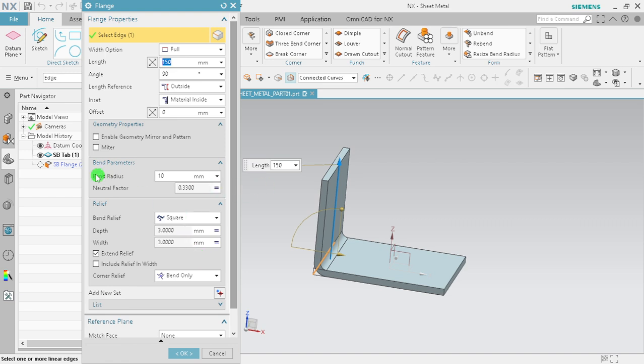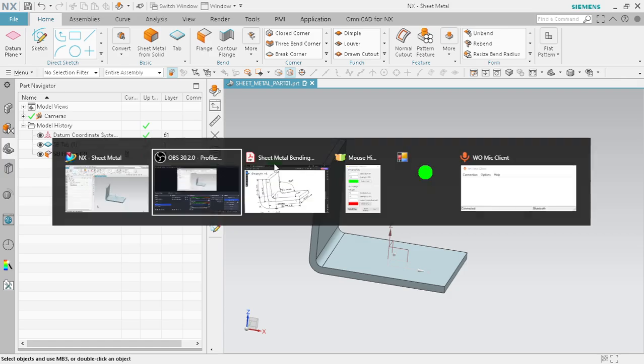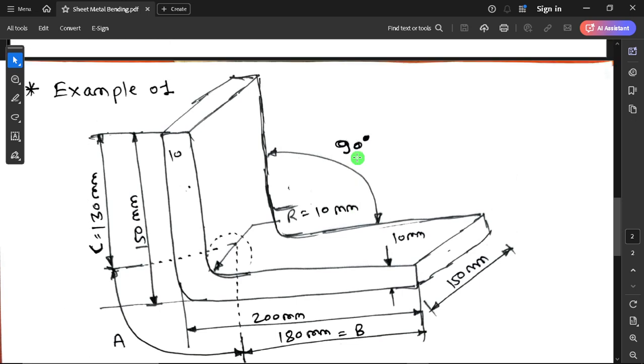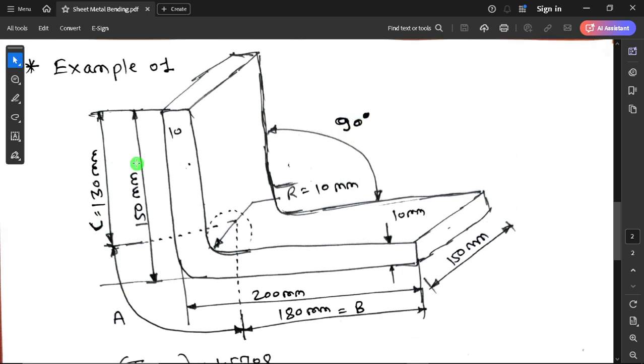and its bend radius is 10 mm. So this is my example. Its height is 150 mm, width is 200 mm, and depth is 150 mm. Its bending angle is 90 degrees and bending radius is 10 mm.